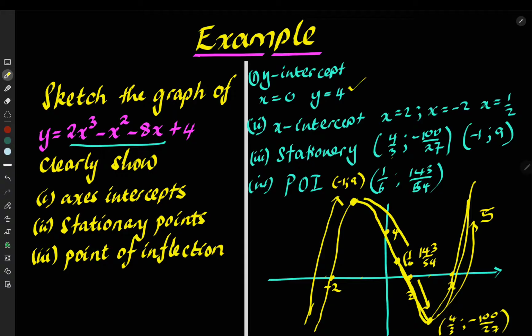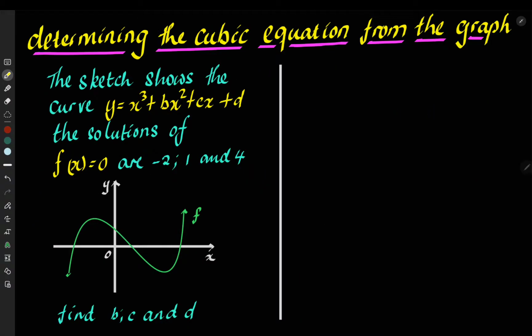Now let's look at how to determine the cubic equation from the cubic graph. Unlike the previous example where we were asked to sketch the cubic function, in this case we have got a sketch of the cubic function, which is y is equal to x cubed plus bx squared plus cx plus d, and we are asked to determine that equation from the sketch.